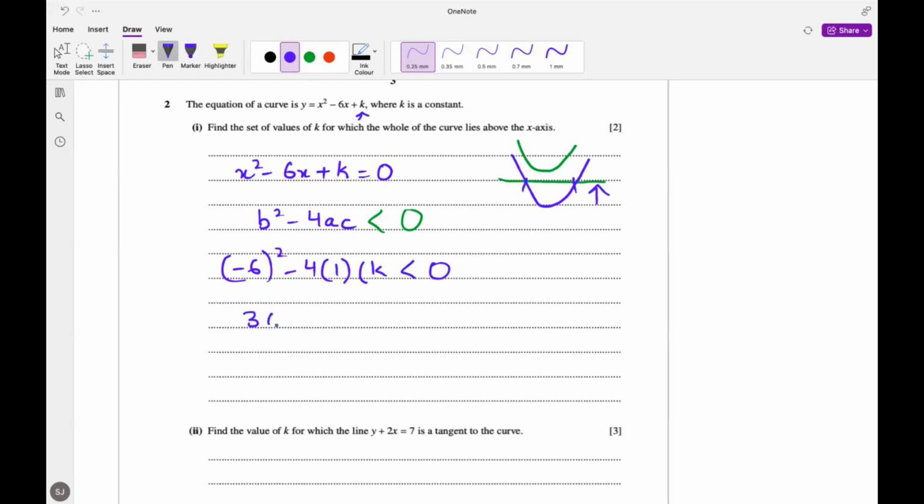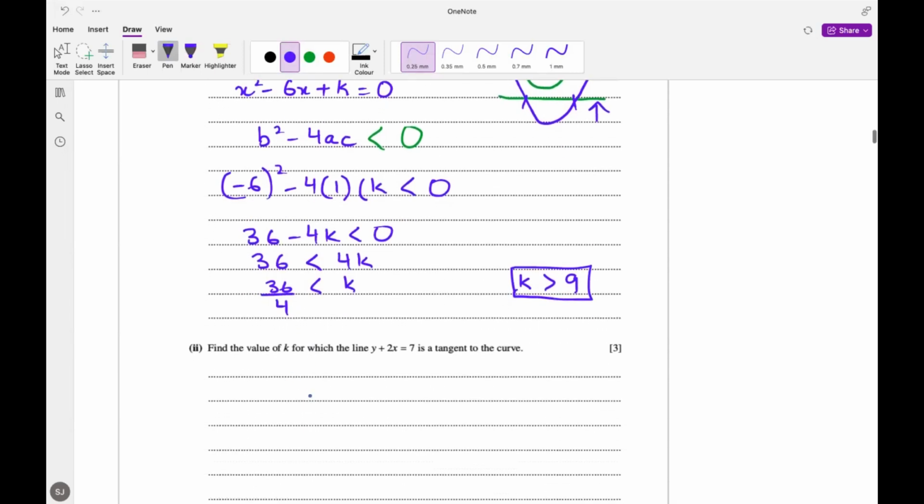So this will become 36 minus 4k is less than 0. Rearranging, this will become 36 is greater than 4k. So k will be greater than 36 upon 4. So the value of k will be greater than 9.